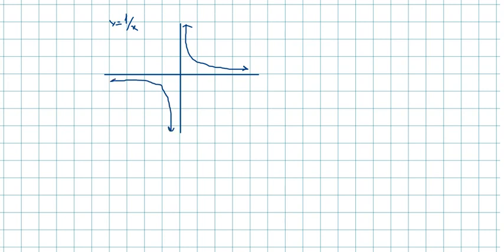Okay, and then y equals 1 by x square. How will the curve be? The curve will be again both on the positive y side, right. So, this is the curve for 1 by x square.